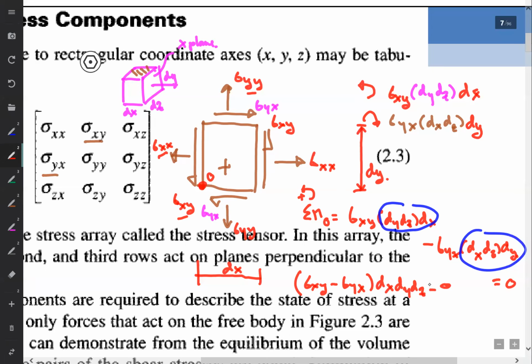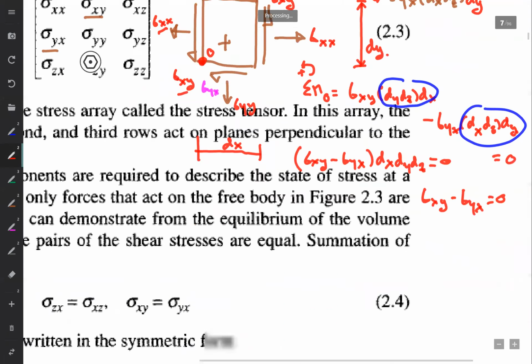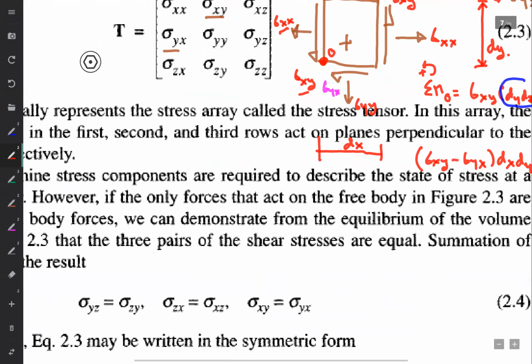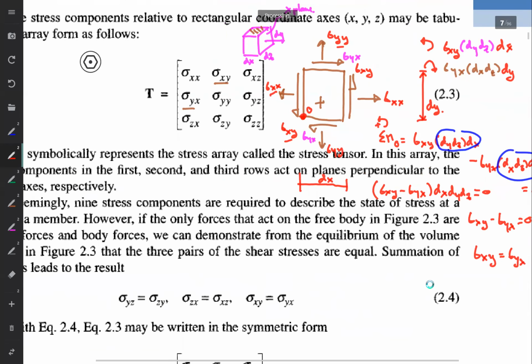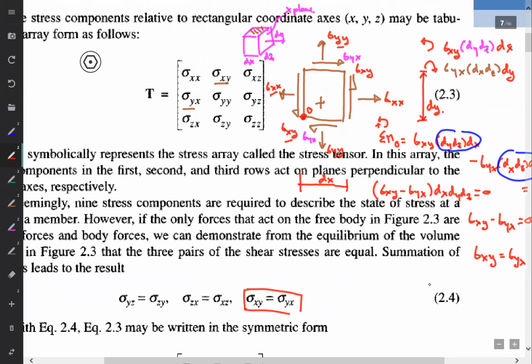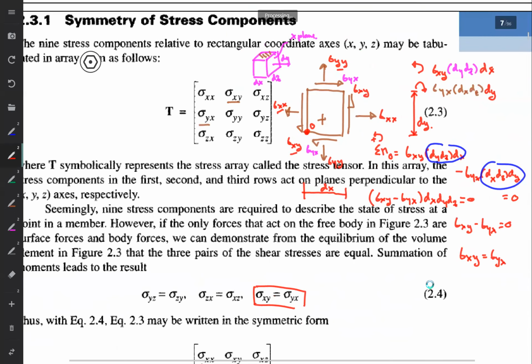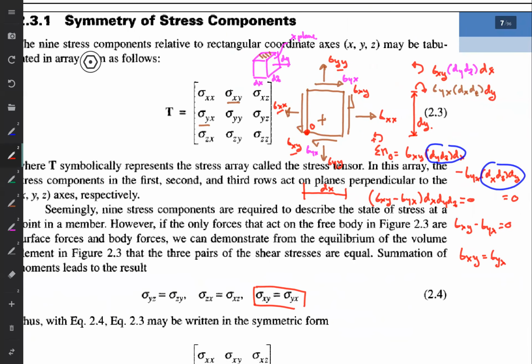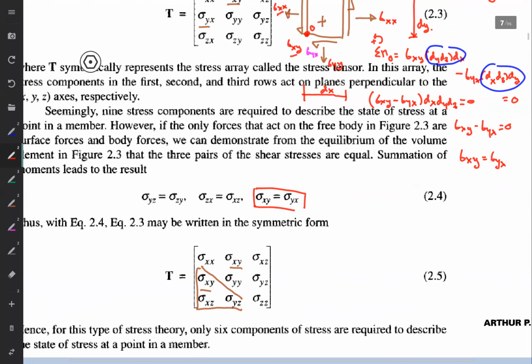Equal to 0. But dx dy dc is not equal to 0. So what does it mean? It means that sigma xy minus sigma yx is equal to 0. So what does it mean? It means that sigma xy is equal to sigma yx. That is the symmetry condition in the same manner with another components. So the stress tensor is symmetry. When we write the stress tensor, it is a symmetry case.